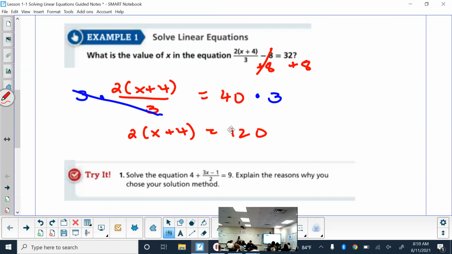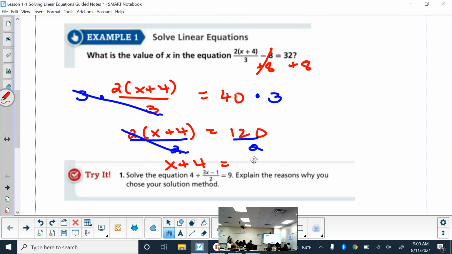Now what's farther from the x? The 2. Good. Because the 4 is in the parentheses with the x, the 2 is still farther away. So first let me ask you, what operation is going on right here? So the opposite of that is, so do that on each side. Left side, they cancel out. So on the left side, since all we have is this set of parentheses, the parentheses can go away now. And what's 120 divided by 2?